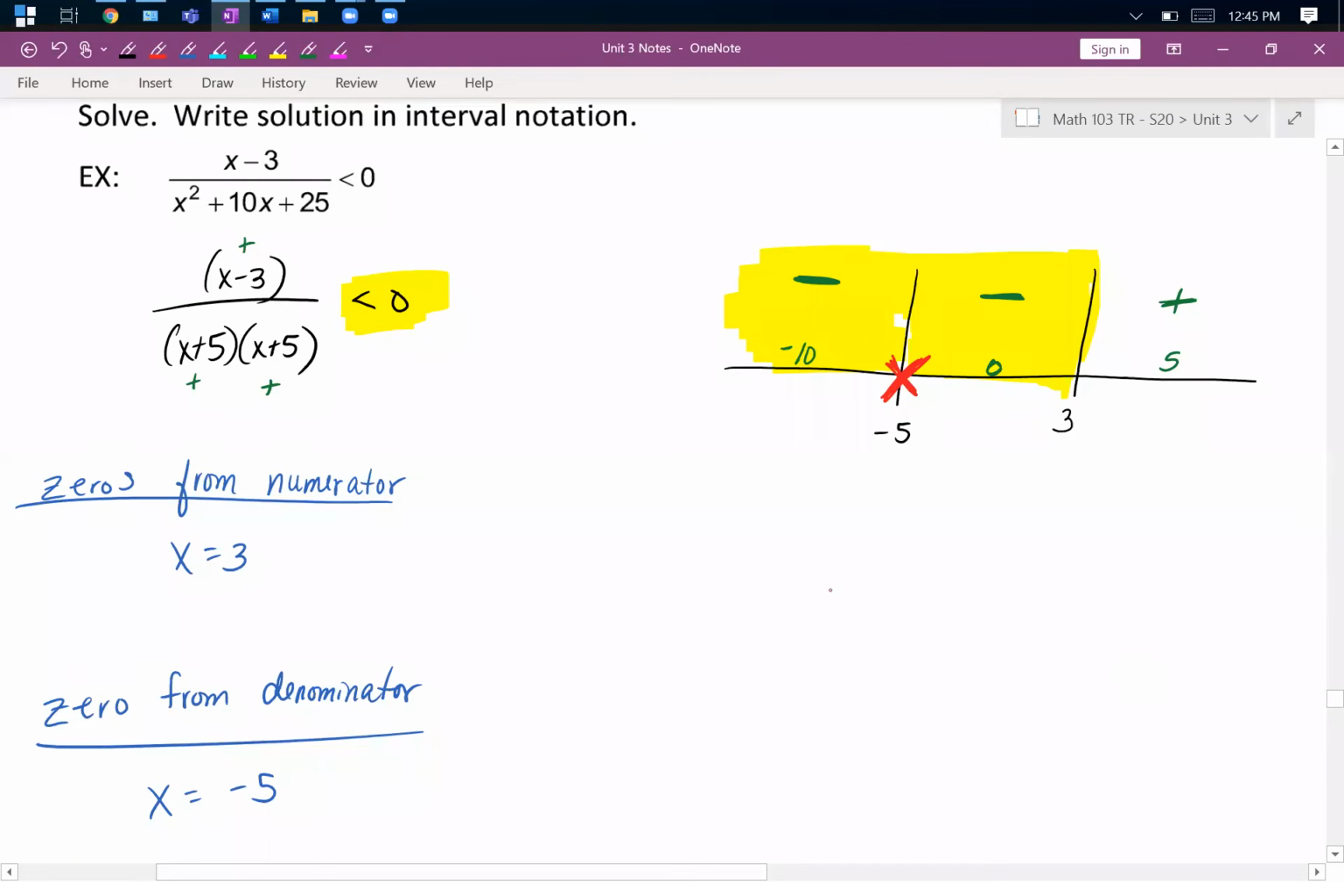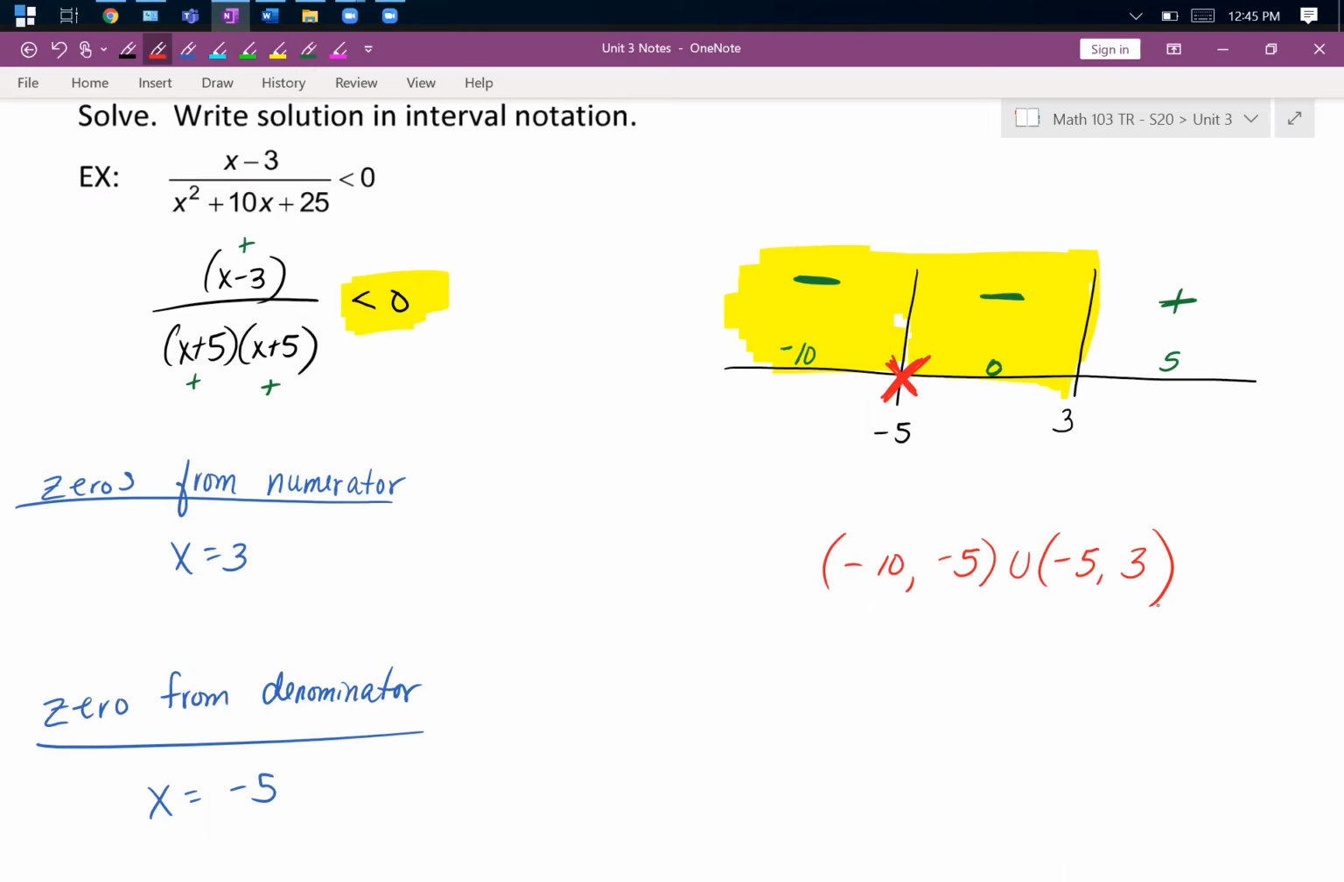(-∞, -5) ∪ (-5, 3). Why'd you have to stop at -5? It looks like my shading just goes all the way to 3. Because you always have to exclude the 0 from the denominator.